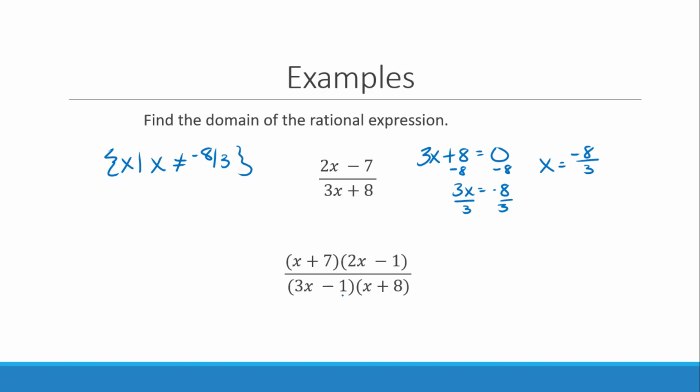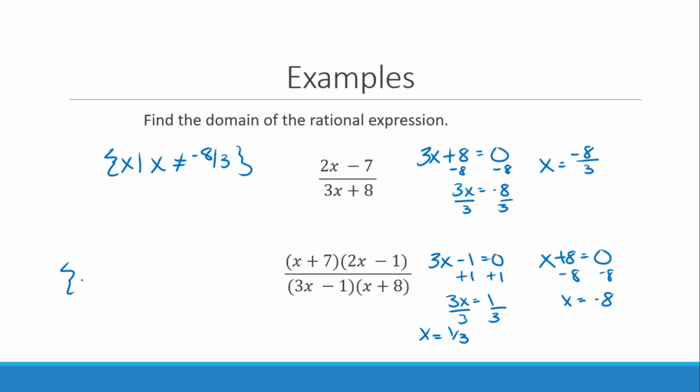Now this one's already factored. Great, wonderful. Notice I'm not even paying attention to the numerator. The numerator can be equal to 0. Wonderful, that's fine. It's the denominator that's the issue. So what makes this denominator equal to 0? Well, I'm going to set this term equal to 0, I'm going to set this term equal to 0, and I'm going to find out. Well, for this one, let's divide by 3. X could not be equal to 1/3. For this one, I'm just going to subtract 8. X could not be equal to negative 8. So the domain is x such that x is not equal to 1/3, and it's not equal to negative 8.